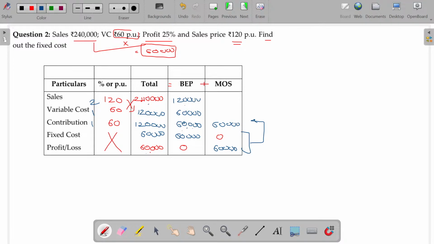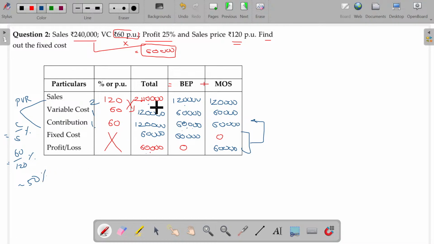From the total, BEP is subtracted to get the margin of safety. That way also you can calculate, or the reverse way. 60 is 1 share, another 1 share is for the variable cost and total being 1,20,000 rupees. And for the PVR, the relationship between contribution by sales into 100, which is 60 by 120, 50%.